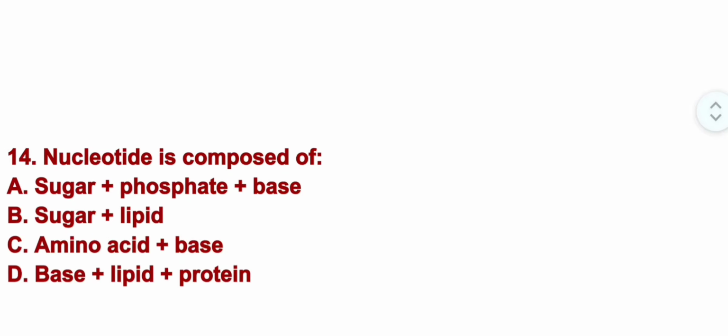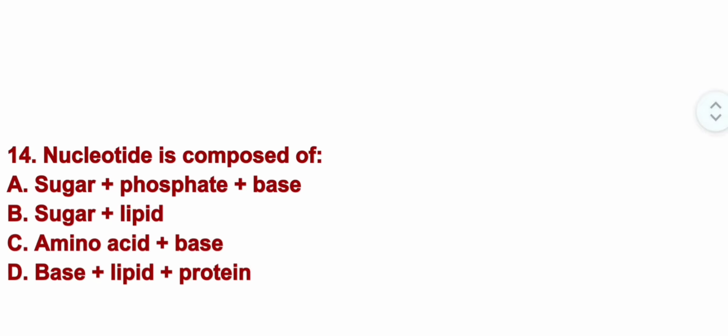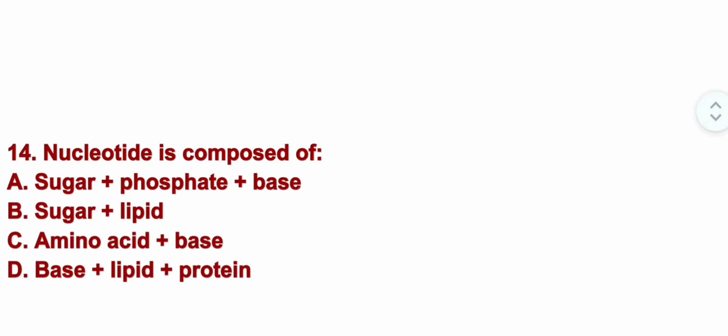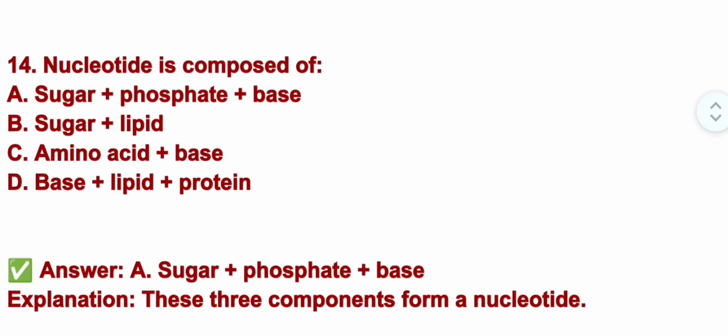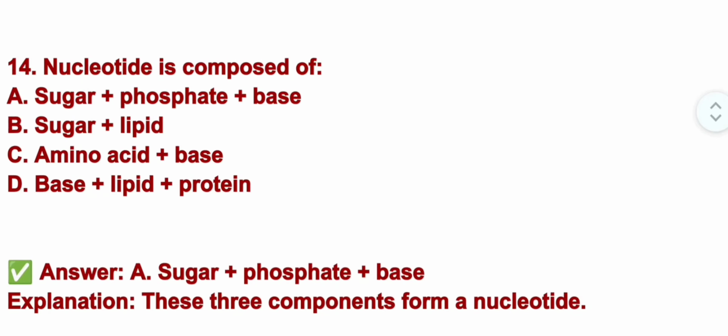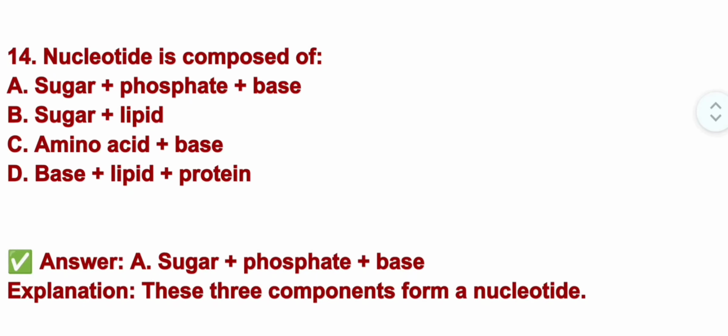Question number 14. Nucleotide is composed of? The correct option is option A. Sugar plus phosphate plus base. These three components form a nucleotide, and if we remove the phosphate group, then sugar plus base is a nucleoside.